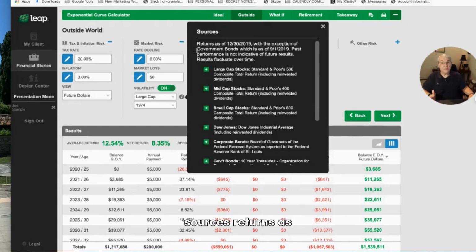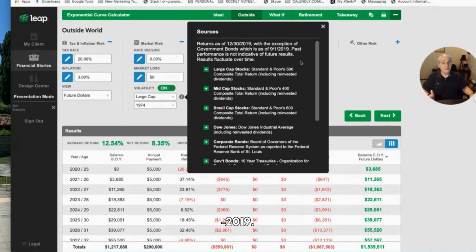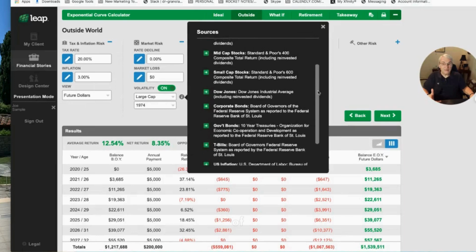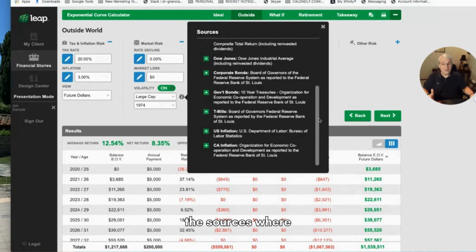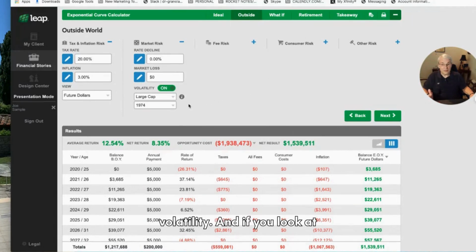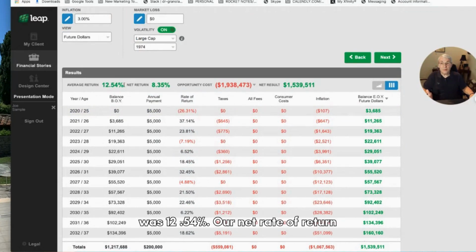You can read all about the sources. Returns as of 12/30/2019, with the exception of government bonds, which is as of 9/1/2019. Past performance is not indicative of future results. You've heard that disclaimer all over again, but we're trying to give you an idea of the sources where we get our large cap volatility. And if you look at the large cap volatility, our average rate of return was 12.54%. Our net rate of return was 8.35.